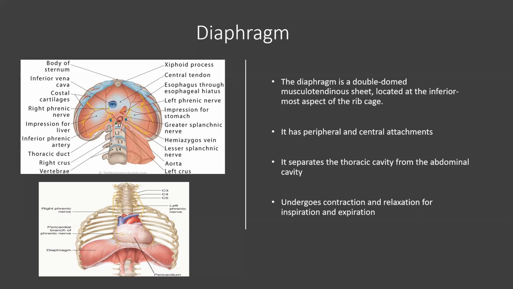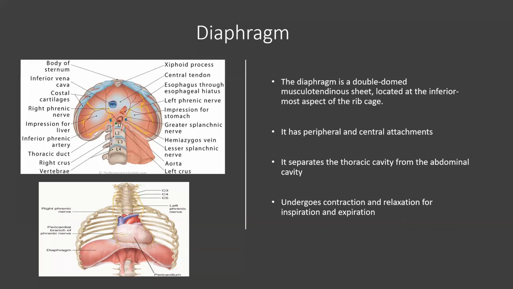Since one function of the diaphragm is to provide passageways for structures from the thorax to the abdomen, its surface has several openings, which you can see here clearly. So these openings include the caval opening for your vena cava foramen, the esophageal hiatus, and the aortic hiatus.